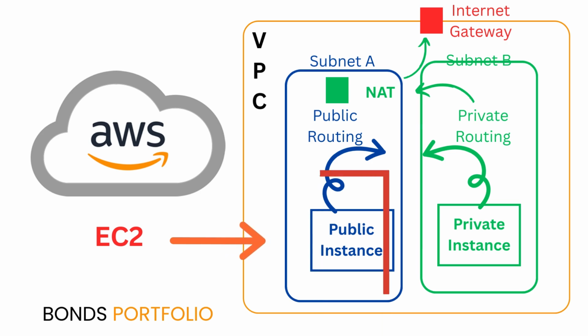SSH stands for Secure Shell. It's a protocol that lets you securely access the command line of a remote machine. Instead of using a username and password, AWS uses a key pair system. This brings us to the next step, connecting to the public instance via SSH.